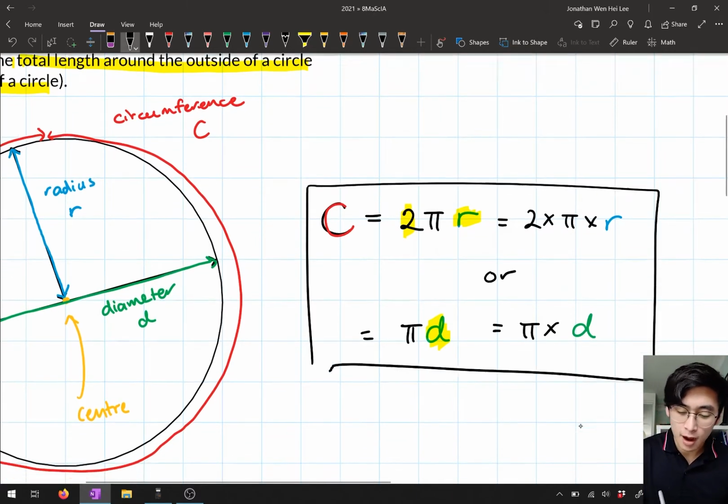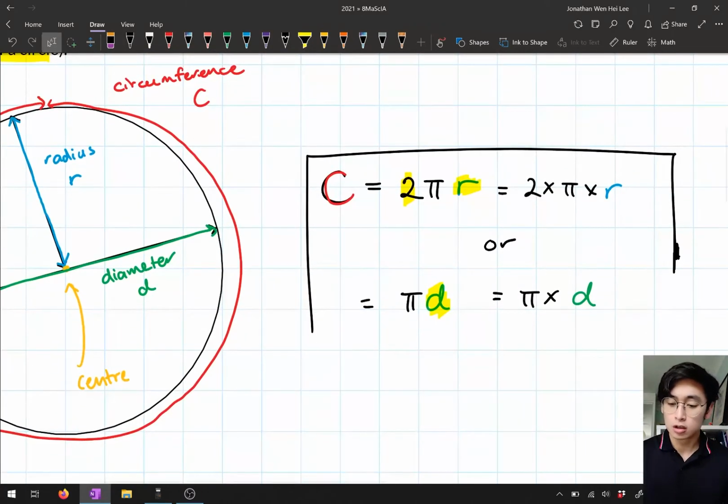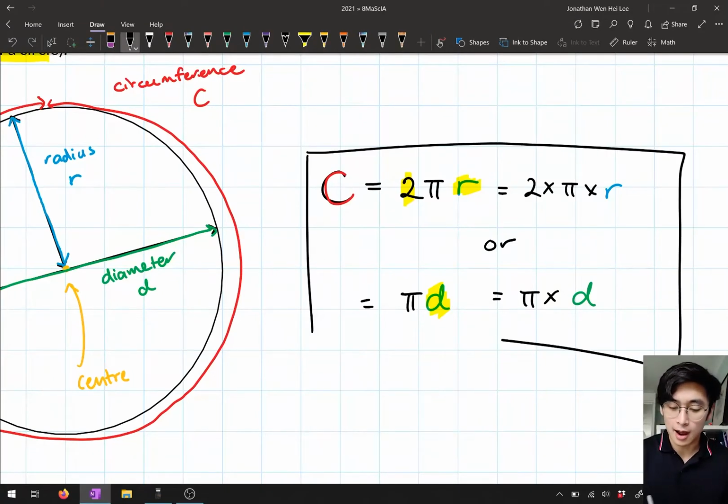So when we're trying to find the circumference of a circle, we use this formula. C is equal to 2 pi r or pi d, depending on what measurements you get given.